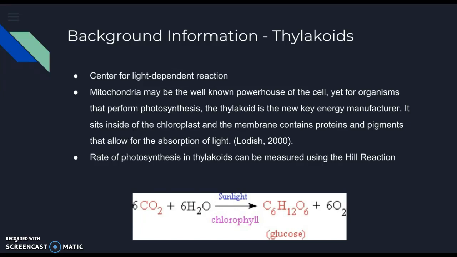Unlike mitochondria, chloroplasts contain a third membrane, which is the thylakoid membrane, which we were specifically looking at. And that's the site of photosynthesis. And on this membrane, there are proteins and pigments that allow for the absorption of light. And the rate of photosynthesis can be determined using the Hill reaction, which is demonstrated on the bottom of this slide. We used DCPIP to help with this, which is blue when oxidized and colorless when it has been reduced.